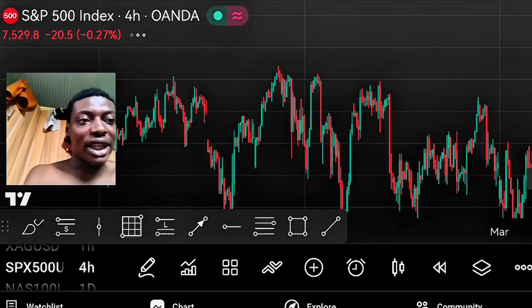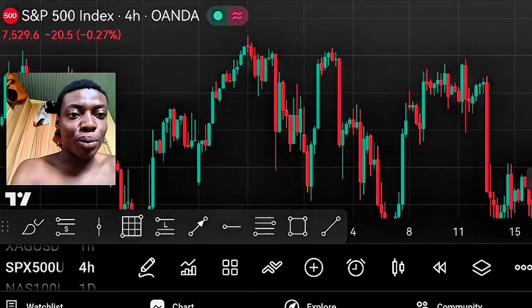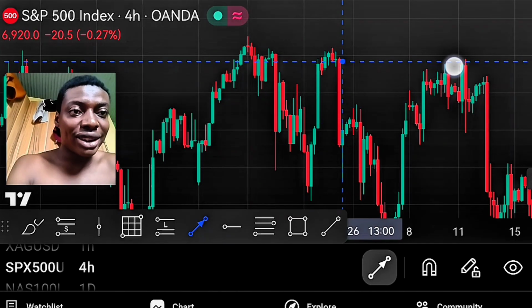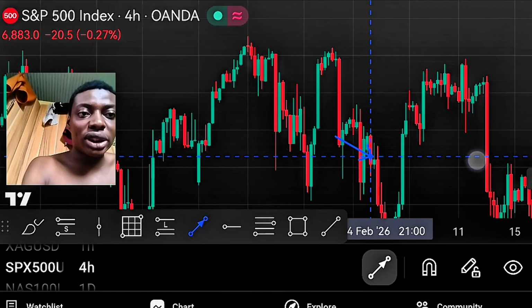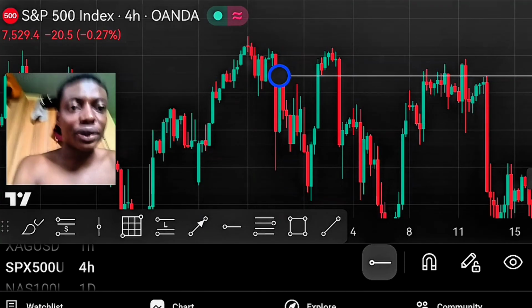Let's identify another bearish break of structure. This is another bearish break of structure because we had a red candle, a green candle, then this red candle closed down. It is not the wick, it is the body that closed down. So that is a bearish break of structure, the body.